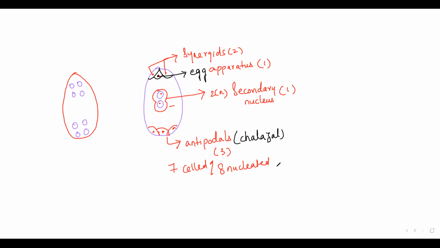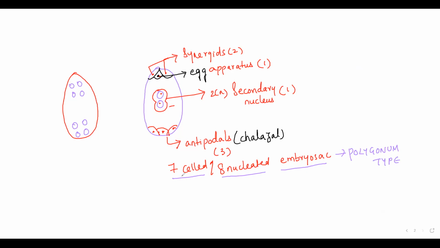So this is going to be such type of embryo sac. Okay, 7 celled, 8 nucleated embryo sac is called as polygonum type. This has been called as a polygonum type embryo sac.